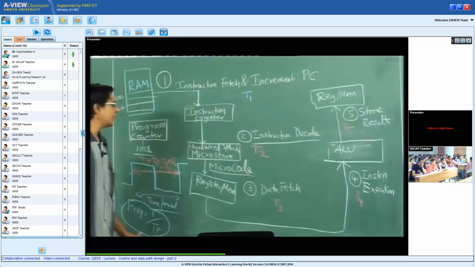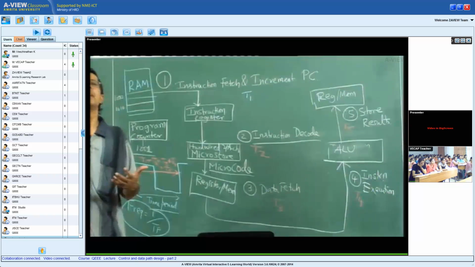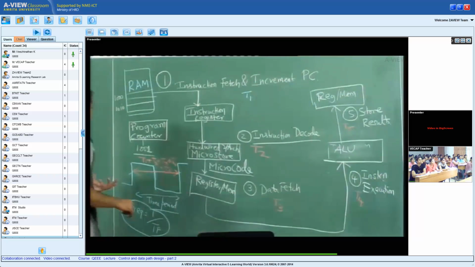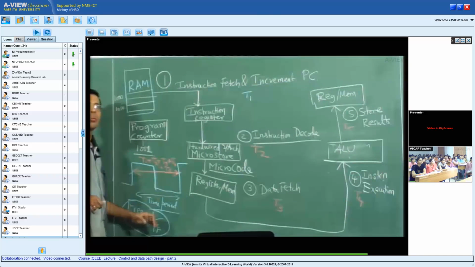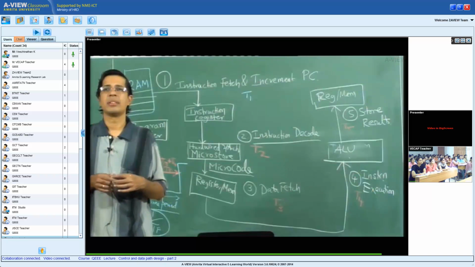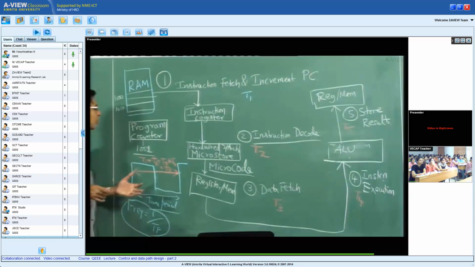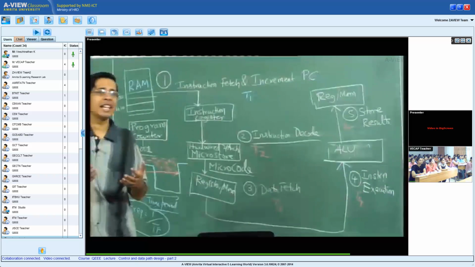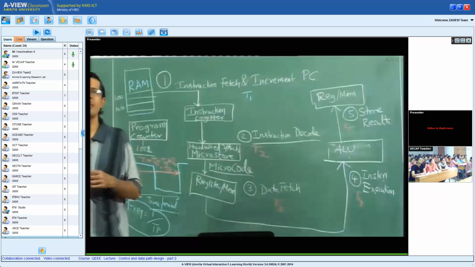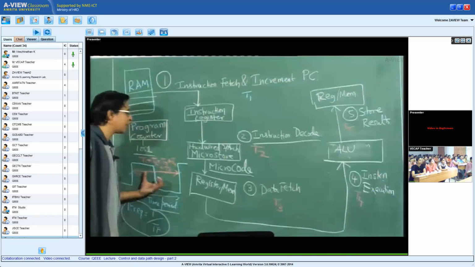My objective is to reduce this time period. If I reduce this time period, that means my CPU is going to work faster, because if my time period reduces, frequency being 1 by time period, my frequency is going to increase. So the next logical effort for any designer would be to decrease this time period and increase the frequency of execution. Now how am I to decrease this time period?